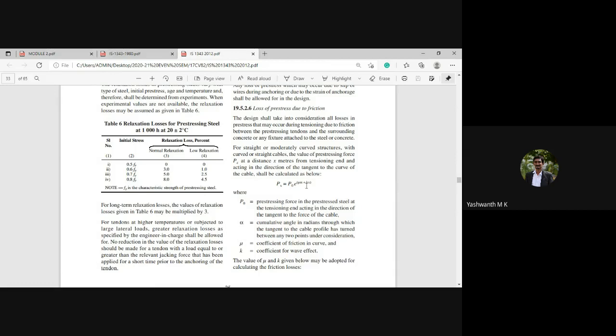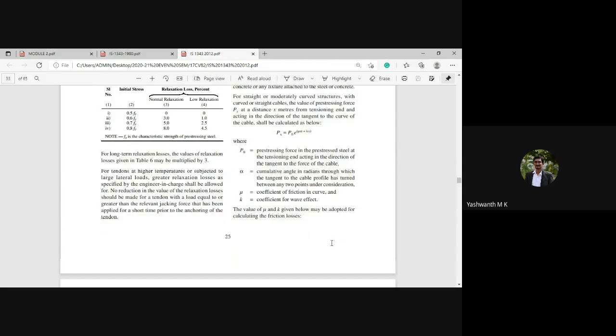This has been discussed in the last session. That is Px is equal to P naught multiplied by exponential of minus (mu alpha plus Kx), where P naught is the pre-stressing force in the pre-stressed steel at the tensioning end, acting in the direction of the tangent to the curve of the cable, or I can say it is the initial pre-stress in the cable. Alpha is the cumulative angle in radians through which the tangent to the cable profile has turned between any 2 points under consideration. Mu is the coefficient of friction in the curve, and K is the coefficient for wave effect, that is wobbling.